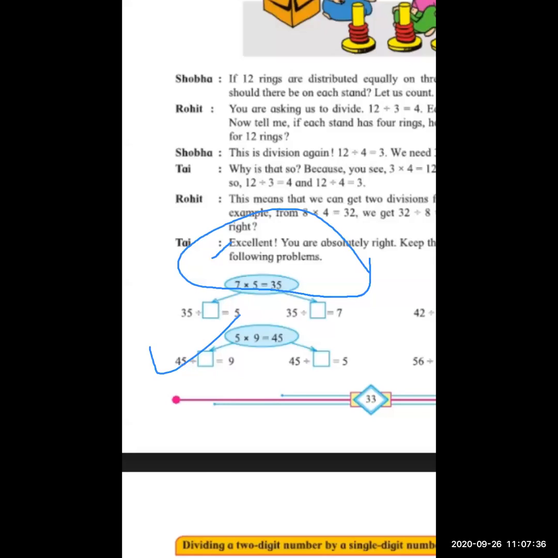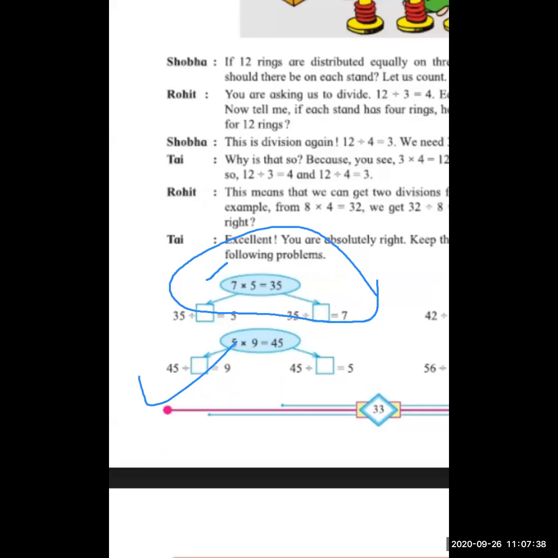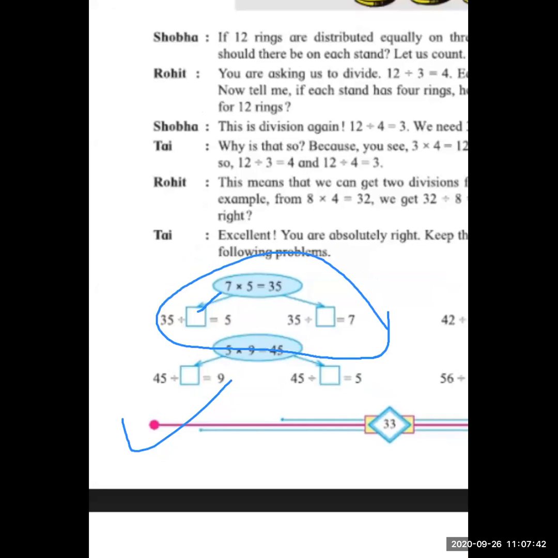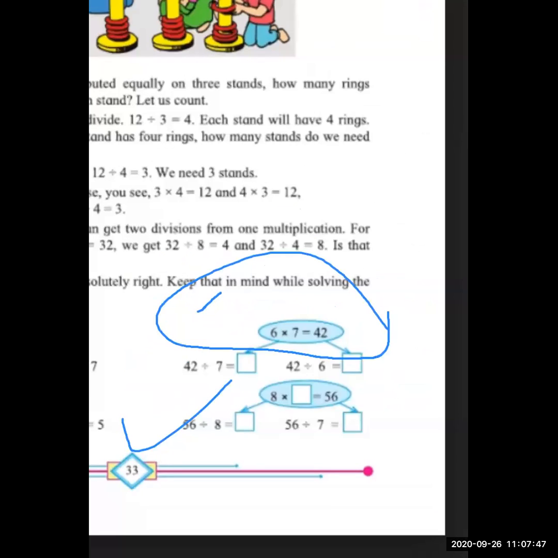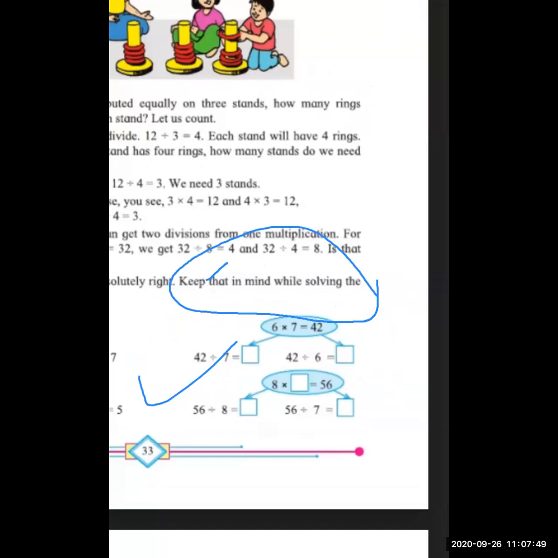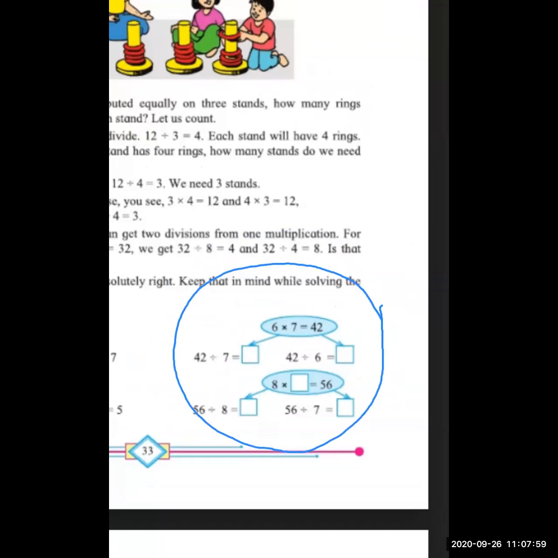Okay, good. Students, is everyone clear so far? Now we will go to our next sum. Same sums, but the numbers are different. Now look here: 42 divided by 7 is equal to dash, and 42 divided by 6 is equal to dash.